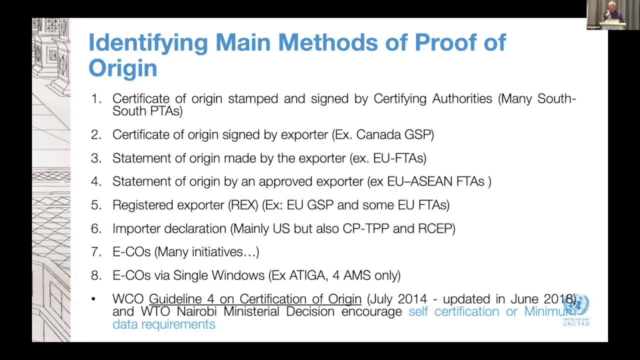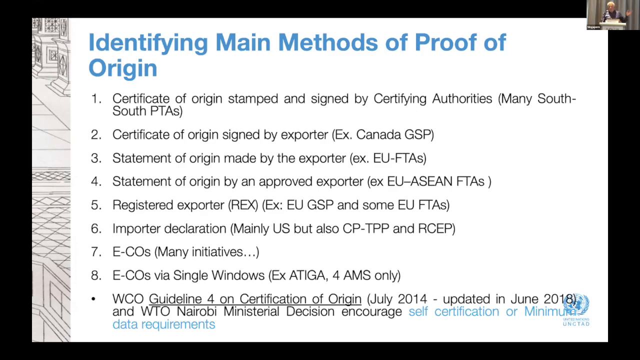Then we have another kind of variation on how you can prove origin, where it is not the exporter anymore but the importer. The importer makes the origin declaration at the time of importation. That's the method used by the United States, where the importer is solely responsible for making the declaration of origin at the time of importation. It is also increasingly used by Japan.